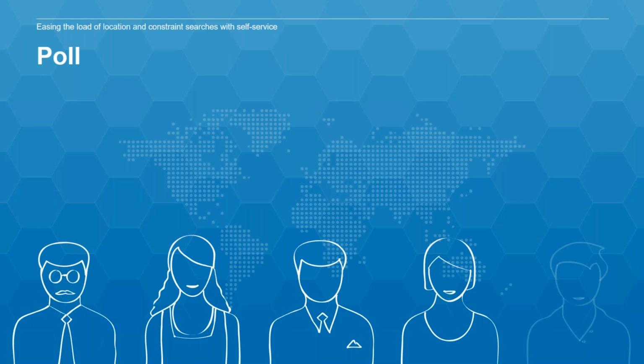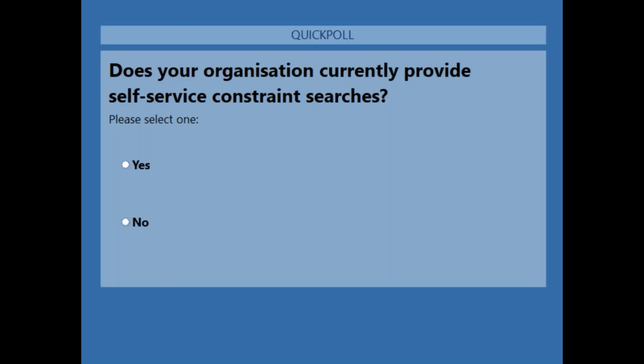Coming on to our poll today: does your organisation currently provide self-service constraint searches like I've just explained, yes or no? You should be able to click on yes or no on the screen. So can you actually access this type of search yourself? I'll just wait for the results to come in. So 68% of you currently are saying no. So you could make use of a tool which does this, which is really good.